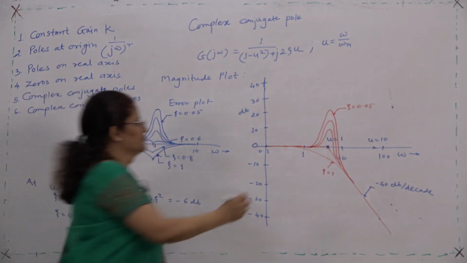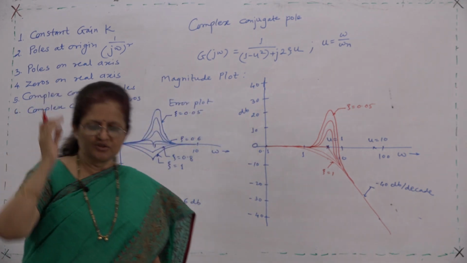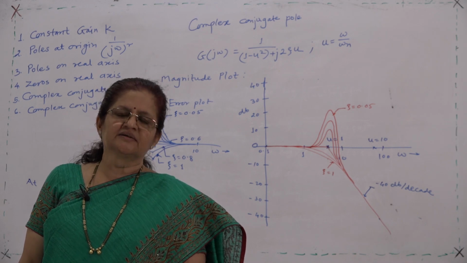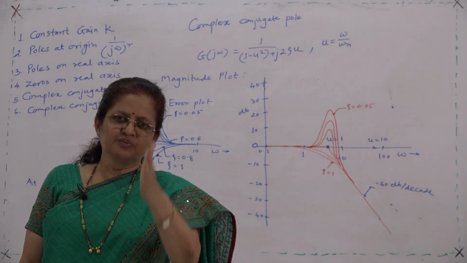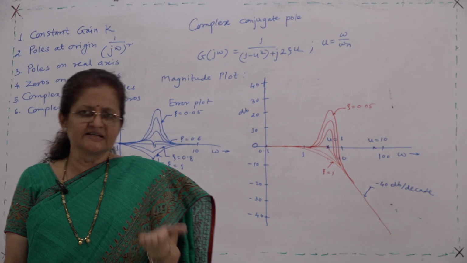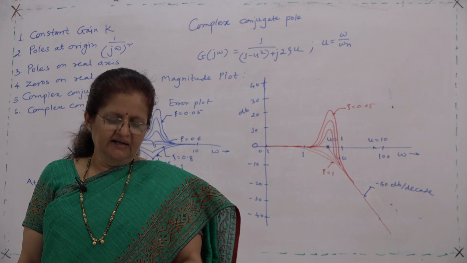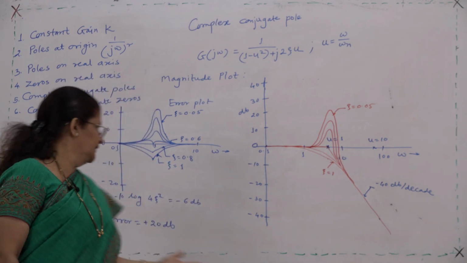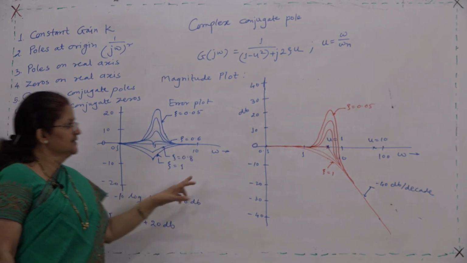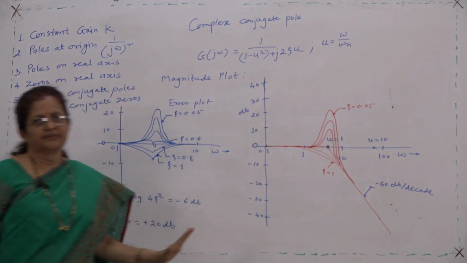So, the main thing which you can observe here, complex conjugate pole, that the slope is minus 40 dB per decade. At u is equal to 1, error is maximum, and that error is fully dependent on the damping factor. When zeta is less than 0.3, you will get positive error, and otherwise you will get negative error, and as per the substitution of the value of zeta, whatever value you will get, that you have to add. So, this is the corrected Bode plot, magnitude plot for the complex pole.